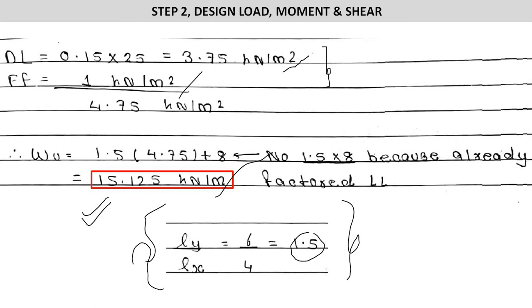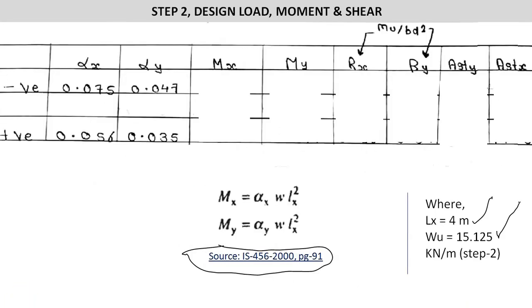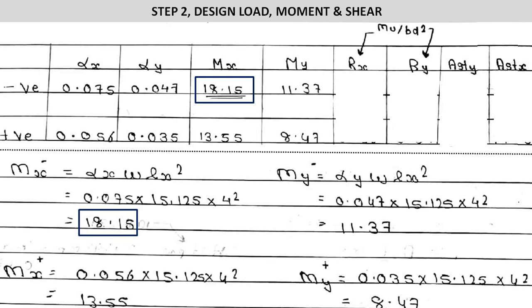So here, as I told, to highlight the value, this value will be used as the W, so we will use 15.125 kilonewton per meter. So here we will find the Mx and My for the first part. So first we will find for this value by using this value.